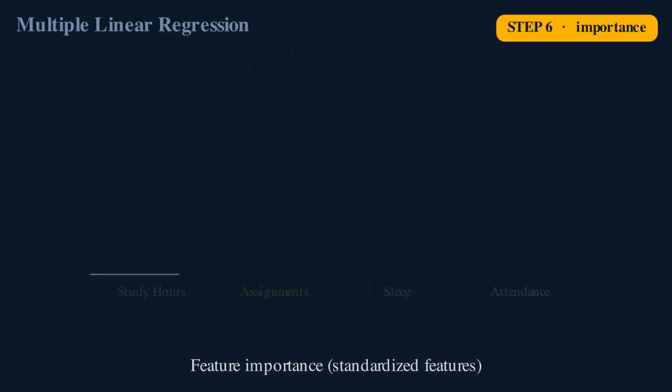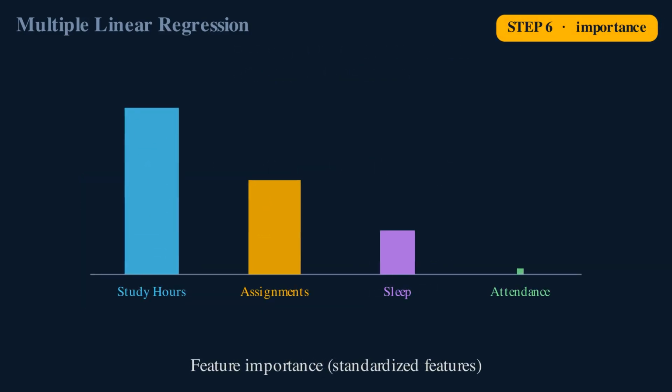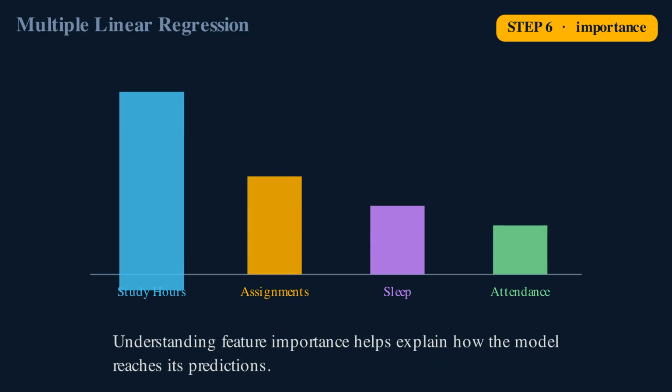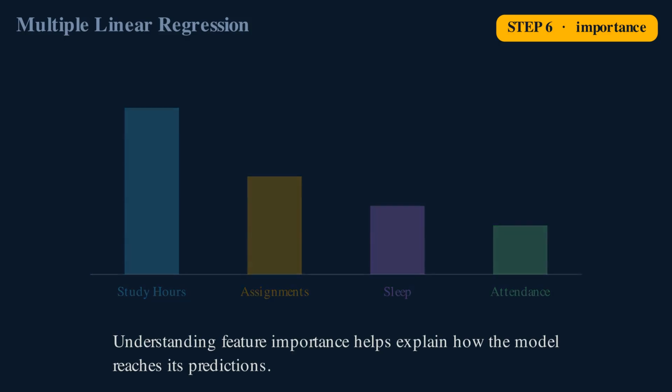Not all features are equally important. Some variables have a much stronger influence on the outcome than others. One caution: coefficients can only be compared fairly after the features are placed on a common scale, because hours and percentages use very different units. Understanding feature importance helps explain how the model reaches its predictions.